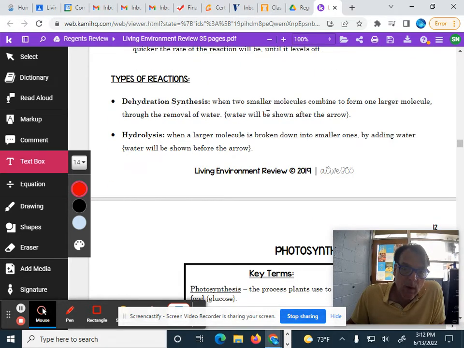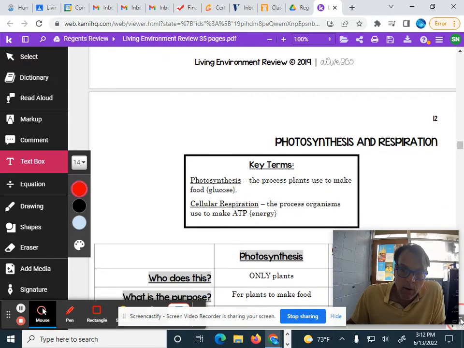Dehydration synthesis is when water is removed. Hydrolysis is when you need water. So think of dehydrated, you're losing water, and hydrolysis is when you're adding water. So dehydration, water will be on the right, okay, of the yield sign, which is the arrow. On hydrolysis, water will be on the left, which is before the yield sign.